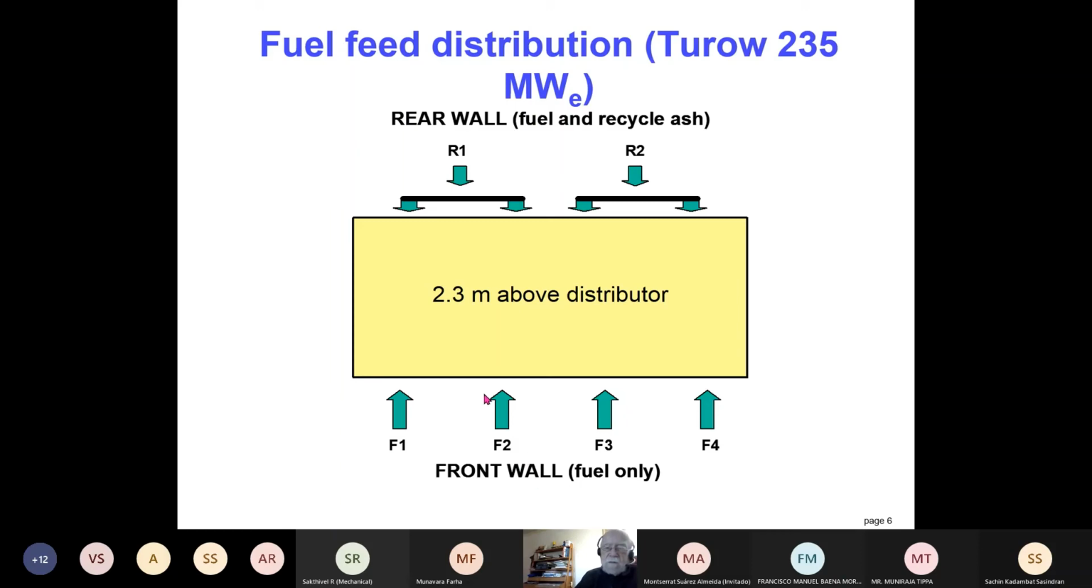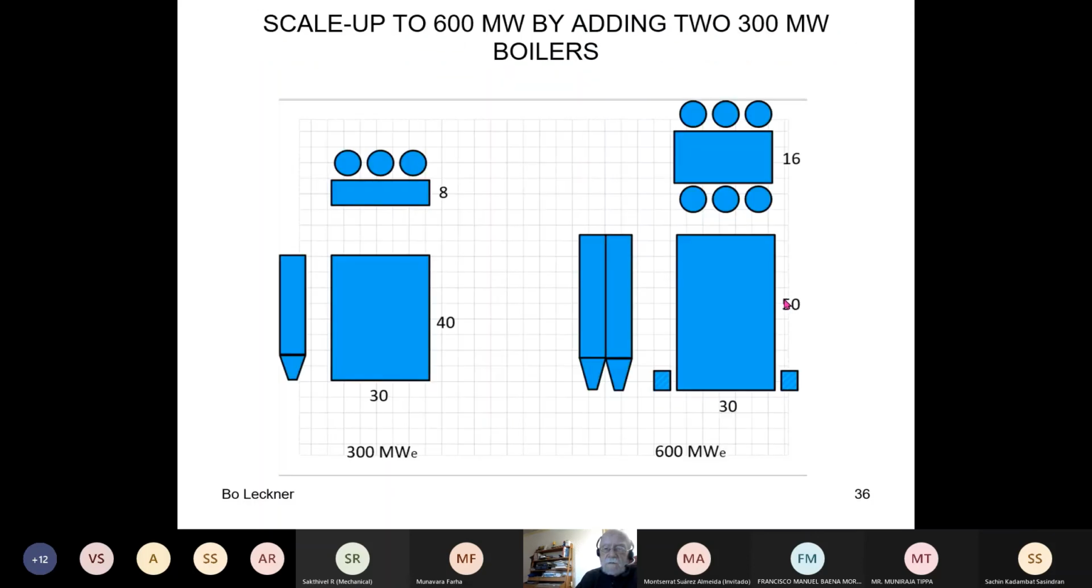Here is another example. I don't know why I put this here. I just wanted to illustrate the various feed points from this side and from the rear side, also from the cyclone side. So there were 8 feed points to this about 235 megawatt electric power plant. This is another scale up aspect. This is the 300 megawatt electric power plant, and it looks like this.